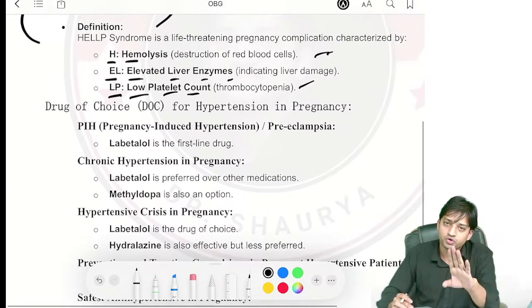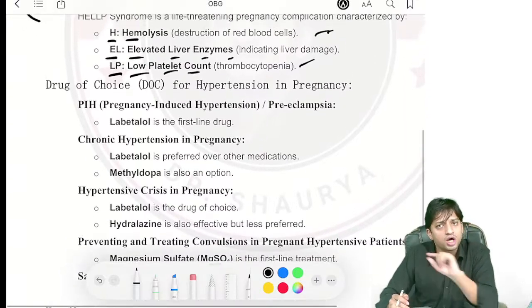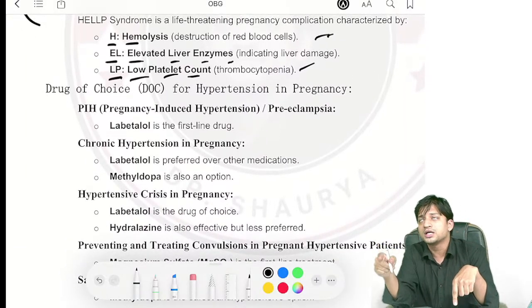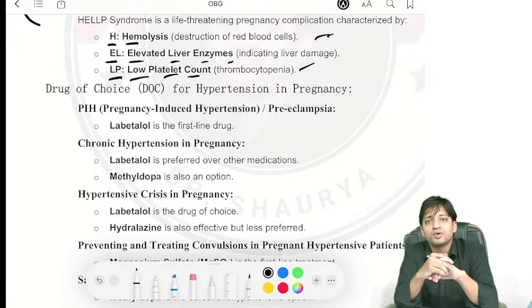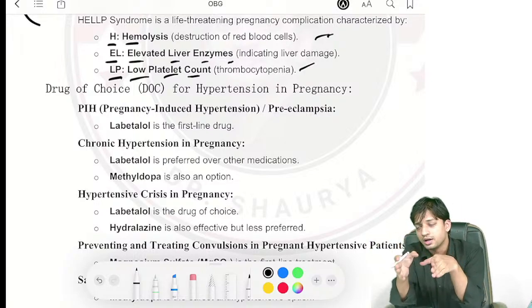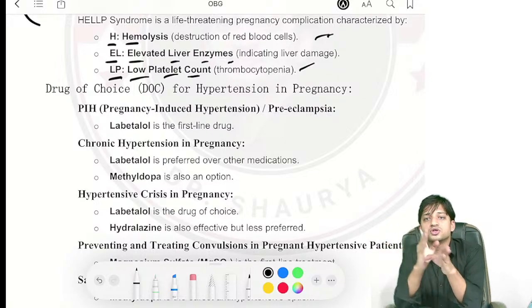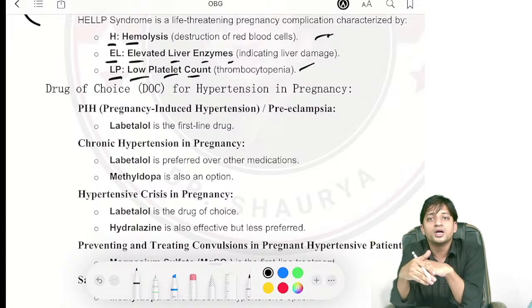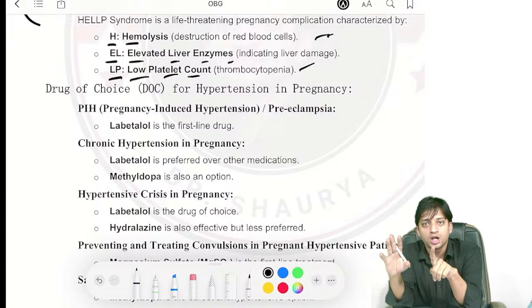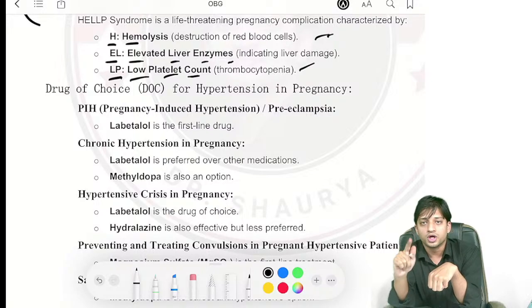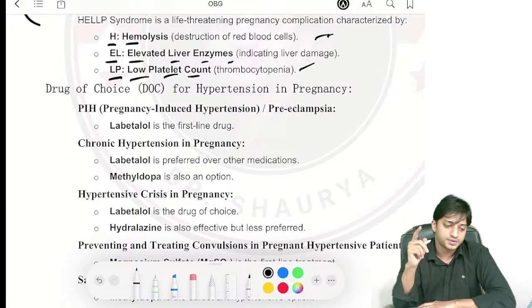Now, drug of choice for hypertension in pregnancy, they have asked you many times. Even last to last year, they had asked you a question. They had given you one question that the person has pregnancy-induced hypertension (PIH) and she has asthma as well. So, what will be your treatment? And they have given you multiple options. So we will be discussing all those things right now. Don't worry. How to approach that kind of questions.